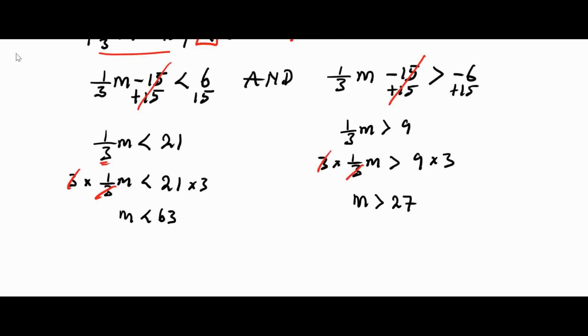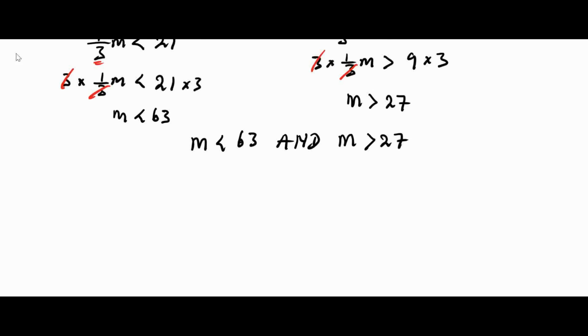So m is less than 63 and m is greater than 27. So this is the solution to this question. All right, let's go ahead and graph the solution.